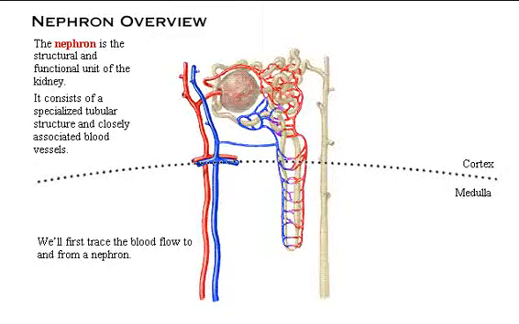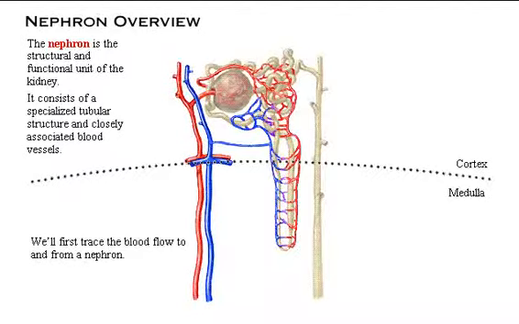And from a nephron. Now we're going to look at the blood flow of the nephron, to and from the nephron.